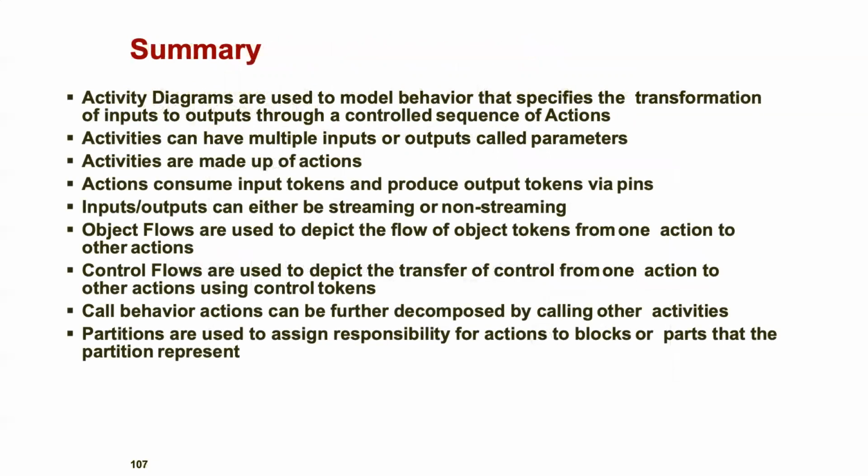So let's summarize. Activity diagrams are used to model behavior that specifies a transformation of inputs to outputs through a controlled sequence of actions. Activities can have multiple inputs or outputs called parameters. Activities are made up of actions. Actions consume input tokens and produce output tokens via pins. Inputs and outputs can either be streaming or non-streaming. Object flows are used to depict the flow of object tokens from one action to another.